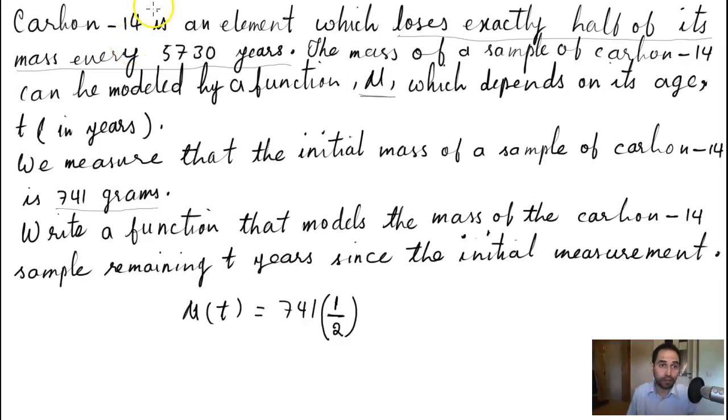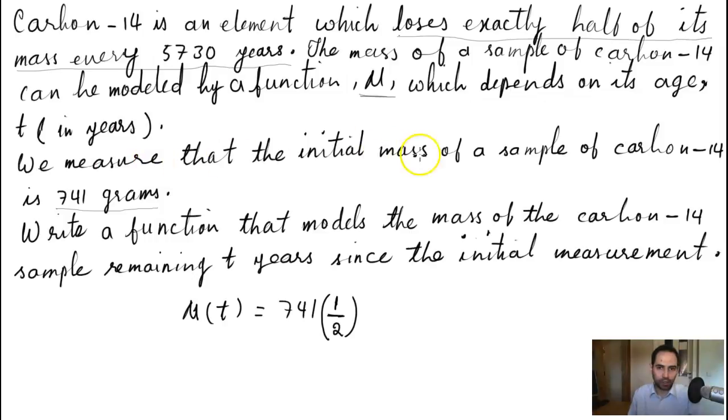We have an example here related to the half-life of carbon-14. It seems that carbon-14 is an element which loses basically half of its mass every 5,730 years. So the mass of a sample of carbon-14 can be modeled by a function m, which depends on its age, t in years.